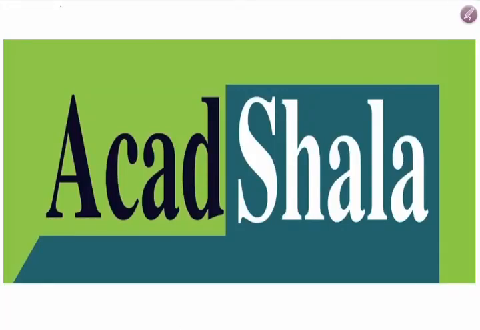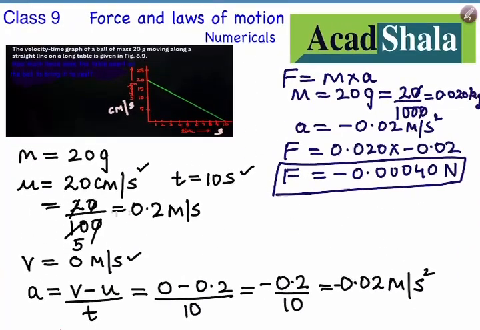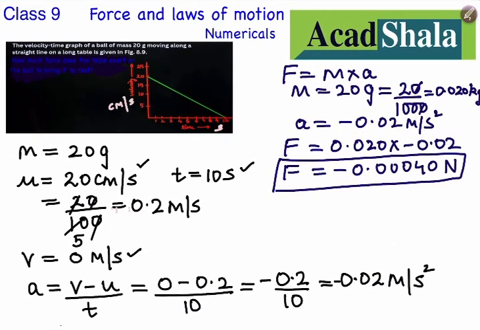Today we are going to do a numerical from the chapter Force and Laws of Motion, class 9. The numerical says: the velocity-time graph of a ball of mass 20 gram moving along a straight line on a long table is given in the figure. How much force does the table exert on the ball to bring it to rest?